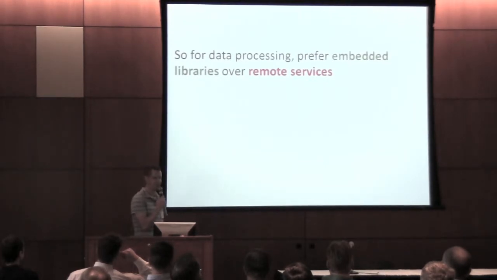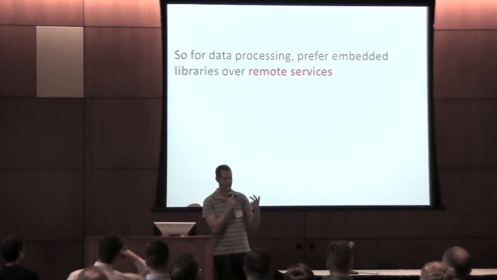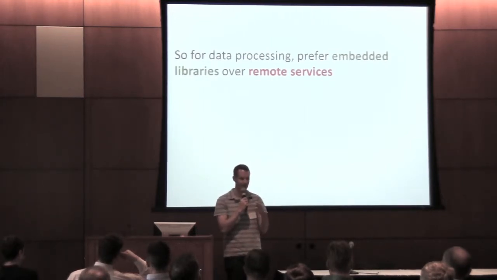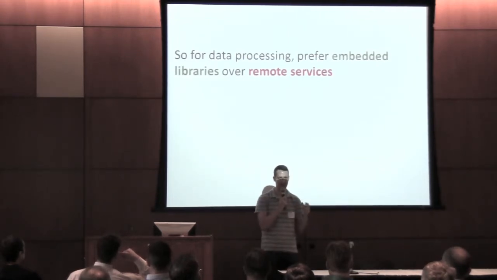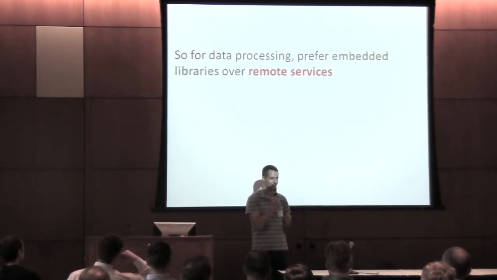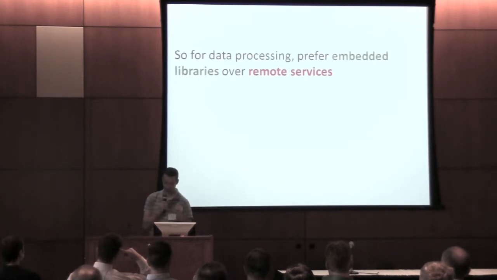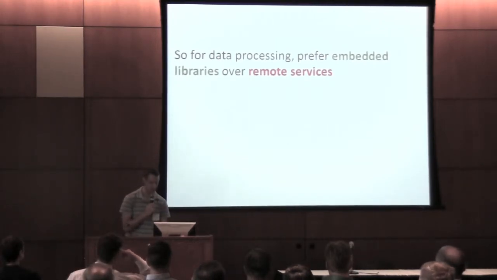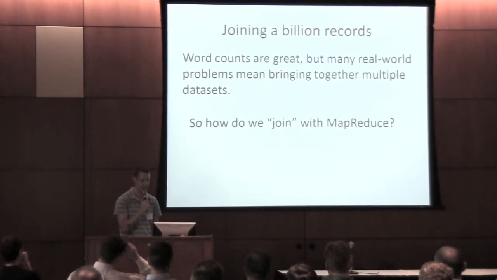The result is that we really want to use embedded libraries over remote services. Again, we want to be able to move the computation to the data. This changes the way we have to think about approaching these big data problems. I'm a fan of a lot of techniques, and service-oriented architecture is great for a lot of problems, but if you want to process many petabytes of data, you're not going to send it all to a web service. You have to change the way we think about our designs. Of course, you can use remote services for things like configuration and primer caches, just not for the data elements.